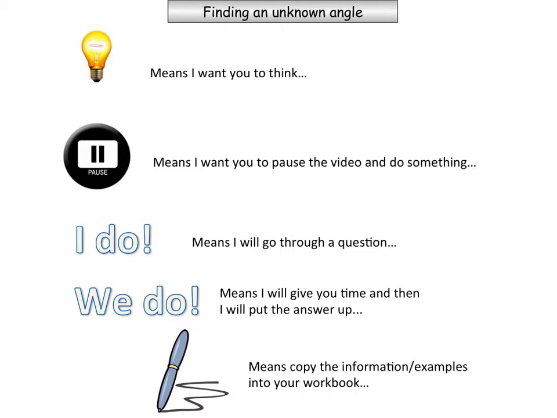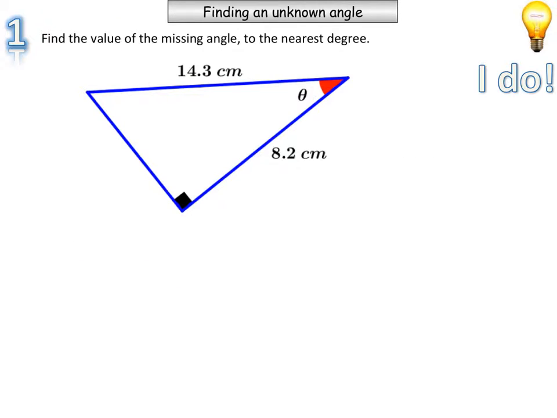Welcome to this video where we will explore how to find an unknown angle. Previously we've had a look at how to find out a particular side, whether it's on the numerator or the denominator. Here we're going to try and find out what the angle is where we've got two specific sides.